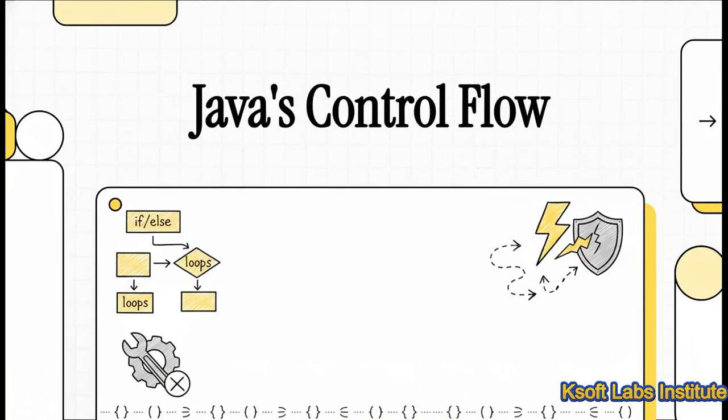Today, we are diving deep into what I like to call the brains of any Java program, control flow. Think of these as the essential tools in your programmer's toolkit. They're what allow your code to make smart decisions, to repeat tasks tirelessly, and to handle curveballs without breaking a sweat. In short, they're what turn a simple script into a dynamic, intelligent application.